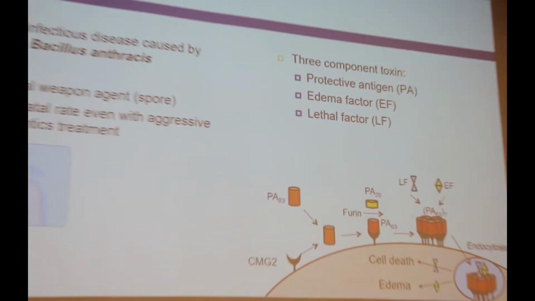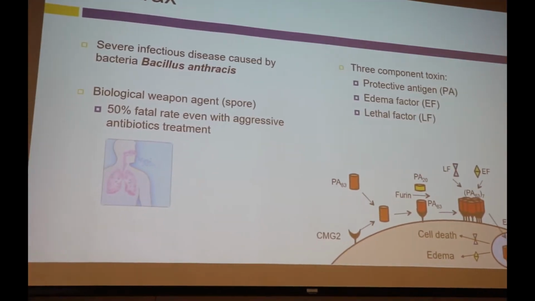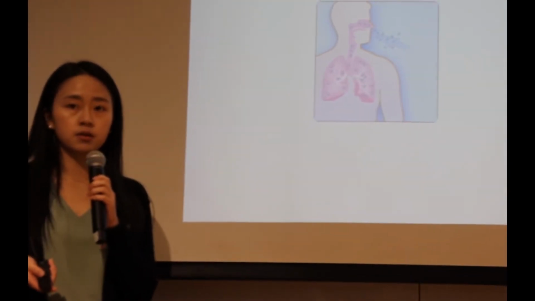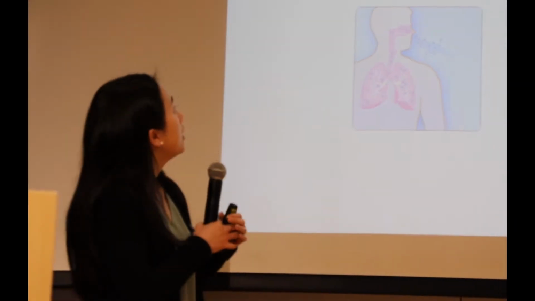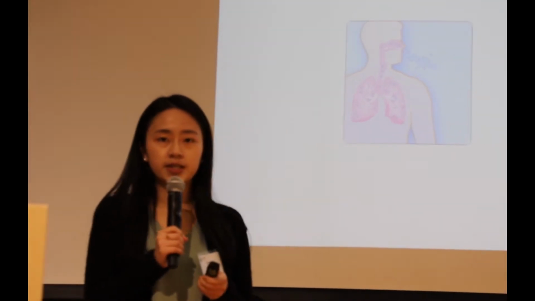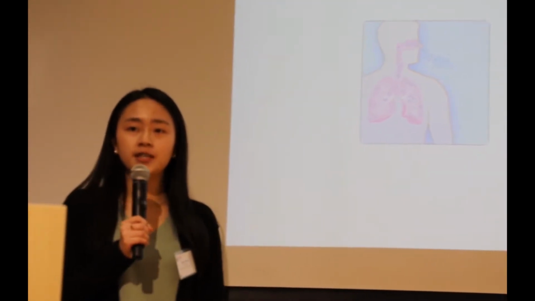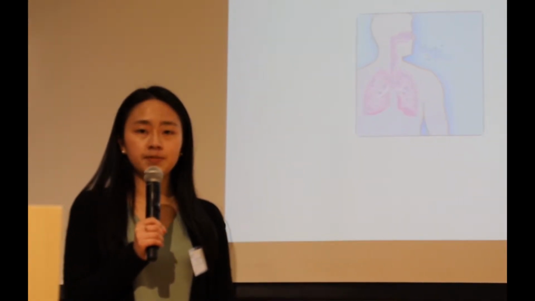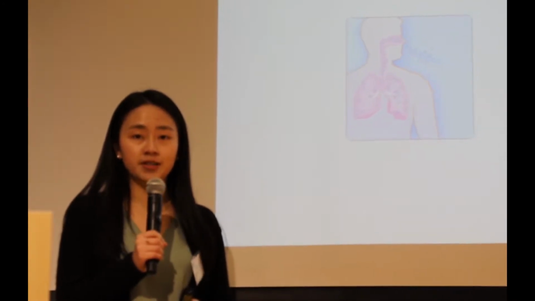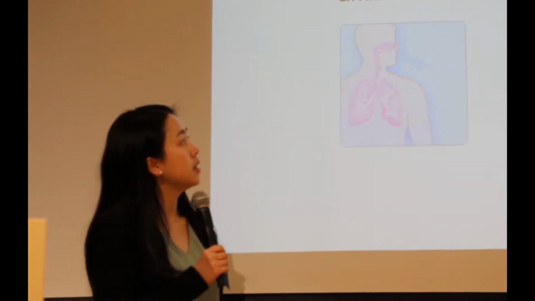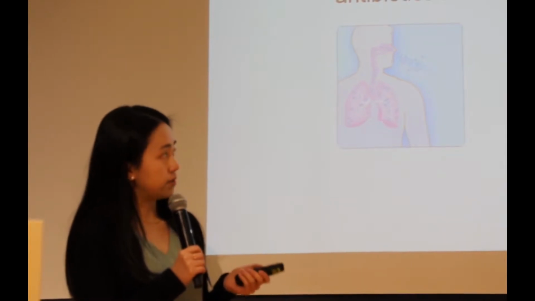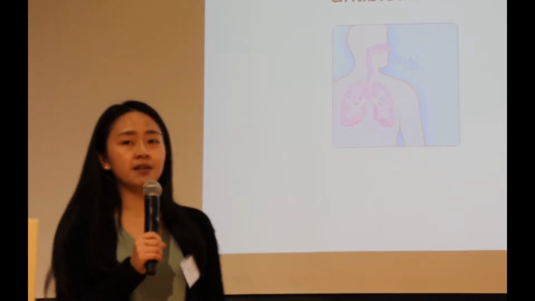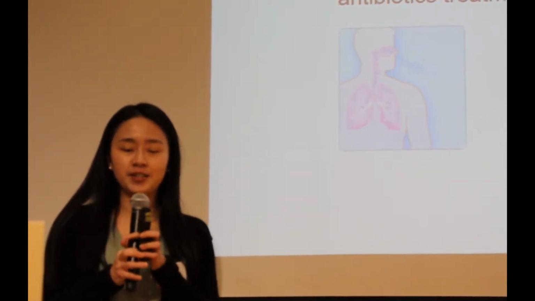Because the protein of interest is a protein against anthrax, what is anthrax? Anthrax is a severe infectious disease caused by Bacillus anthracis. Anthrax spores can be produced easily and used as a biological weapon agent, which has over a 50% death rate even after aggressive treatment with antibiotics. So anthrax secretes anthrax toxin, which has three components, including protective antigen, edema factor, and lethal factor.